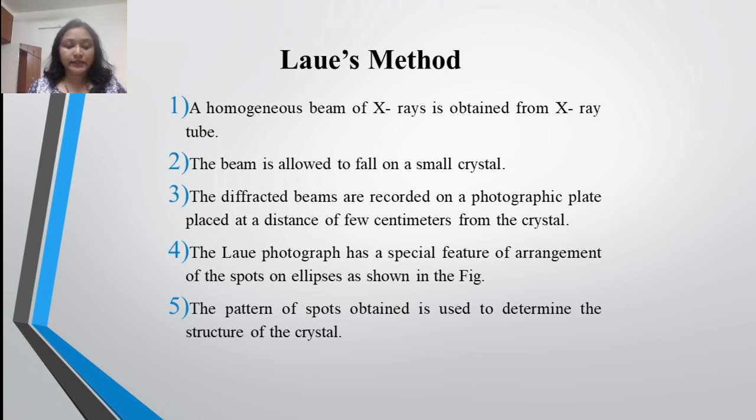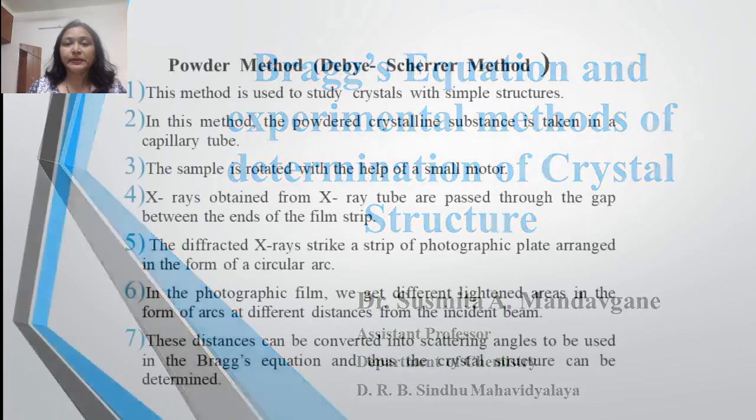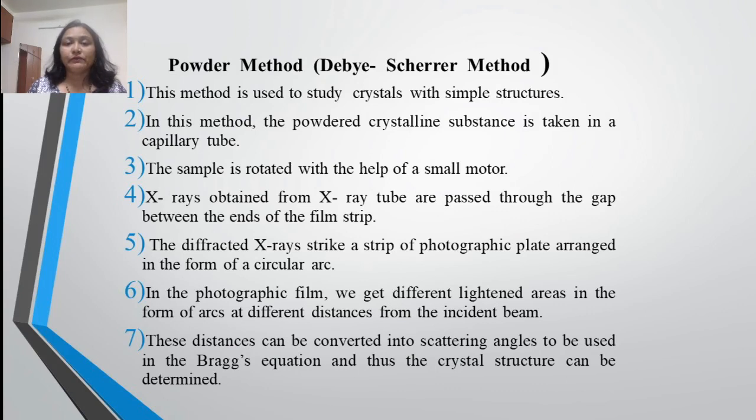After exposure to the X-rays coming out of the crystal, the photographic plate shows various spots in order, as shown in the figure. The Laue photograph has a special feature of arrangement of spots on ellipses, as shown. The pattern of spots obtained is used to determine the structure of the crystal. So, this is Laue's photographic plate method. The next method is the powder method, which was given by Debye and Scherrer and is also known as the Debye-Scherrer method.